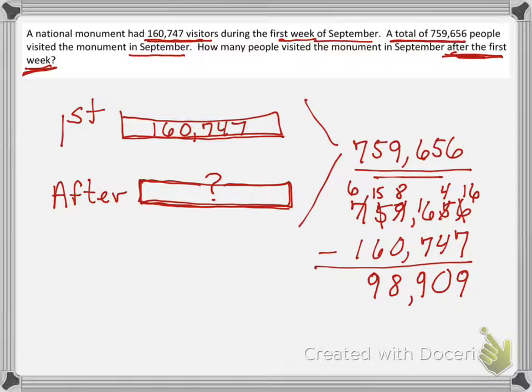And 600,000s take away 100,000s is 500,000. So our answer to how many people came after the first week is 598,909.